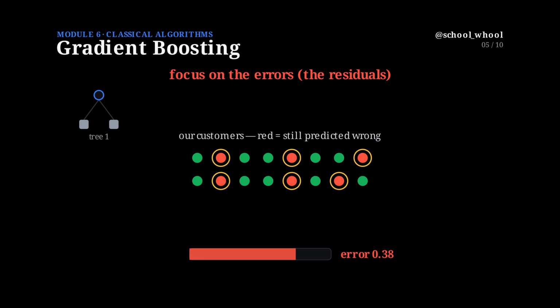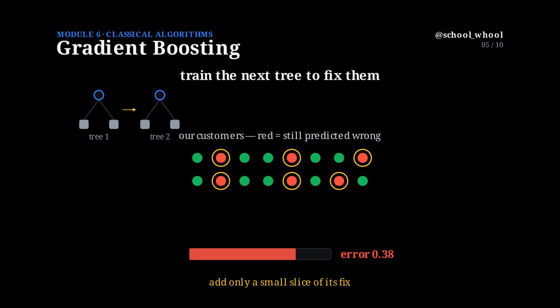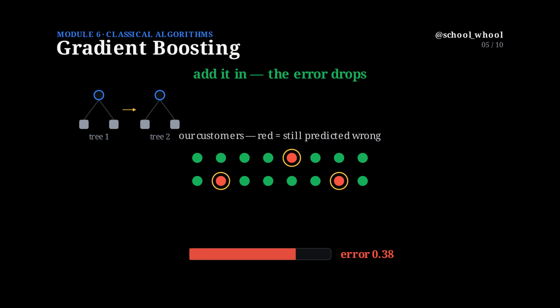Now we train a second small tree, aimed squarely at those leftover errors. We don't trust it completely though. We add only a small slice of its correction to the team, a careful step, not a leap. Added together, the two trees already do better than the first alone.